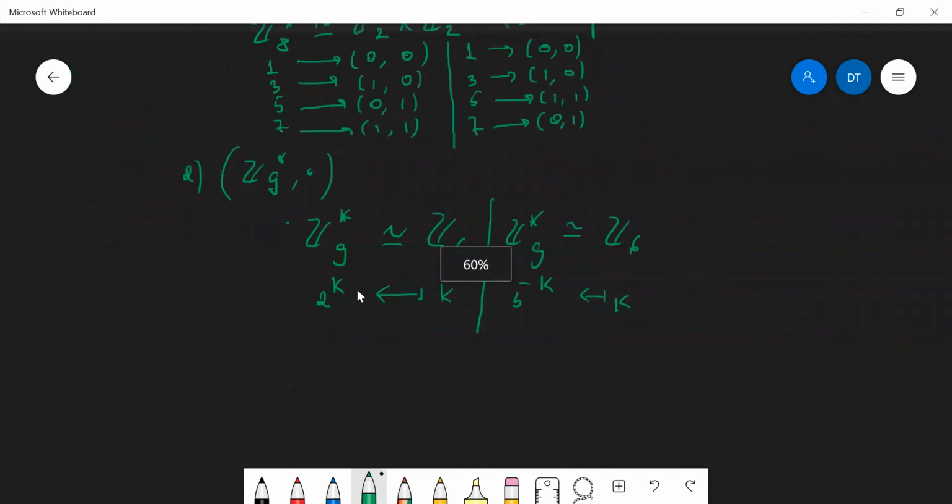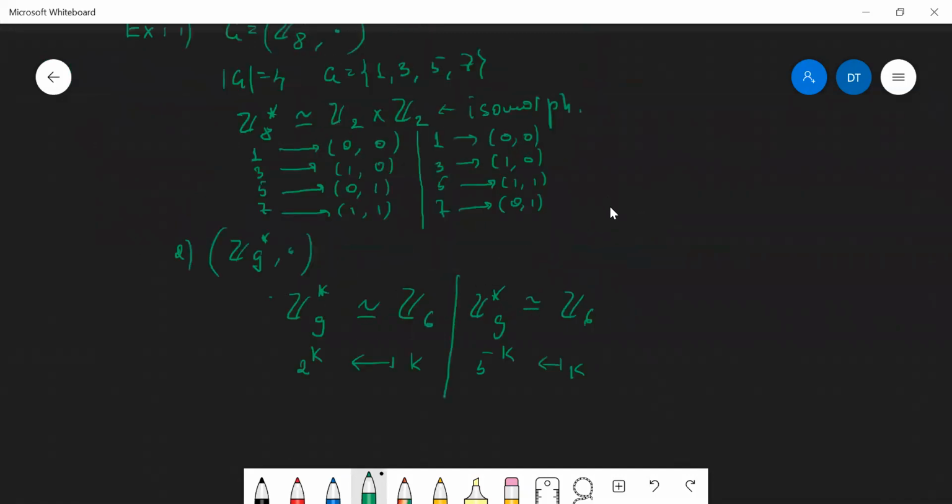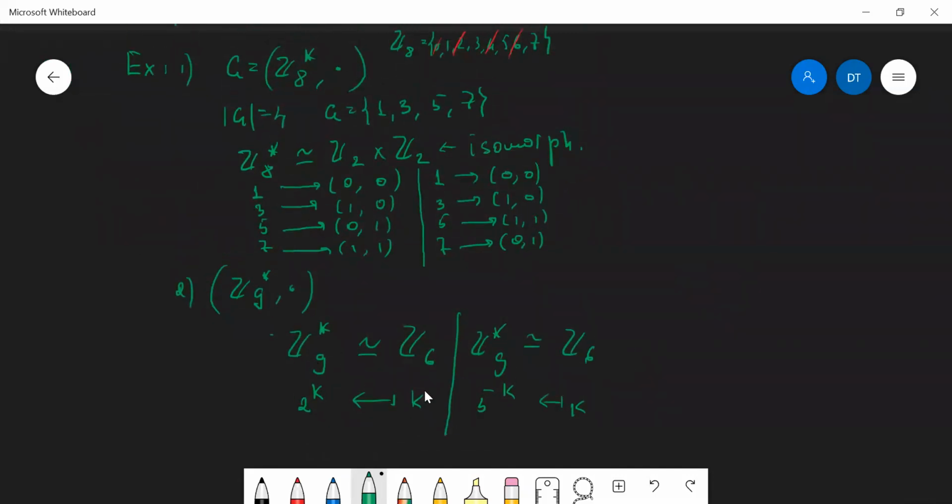Well, I'm not going to add more details here. I just want to provide you with this example and show you several differences. Here, Z8 star is not cyclic and Z9 star is cyclic. So this is the first difference. Also, in both cases, this isomorphism is not unique. There are many ways to identify this group with this one, and there are actually 2 ways to identify this group with this one.